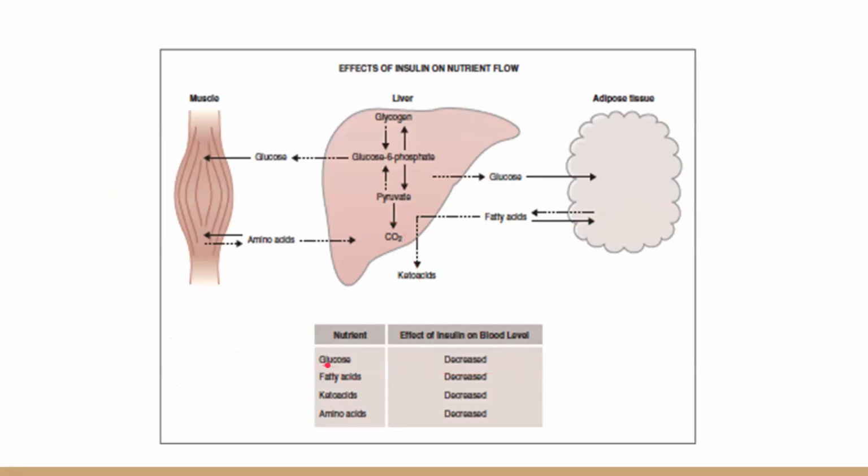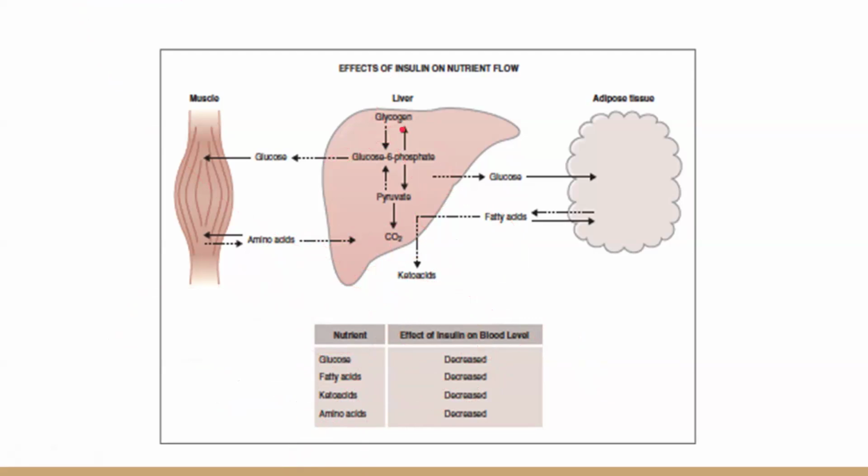So if you have a nutrient, for example glucose, insulin will decrease it. If you have a nutrient like fatty acids, it'll decrease it. Keto acids, it'll decrease it. Amino acids, it'll decrease those too. So basically, any nutrient that can be built into something that can be stored, insulin will decrease by taking it up and forming that stored molecule.